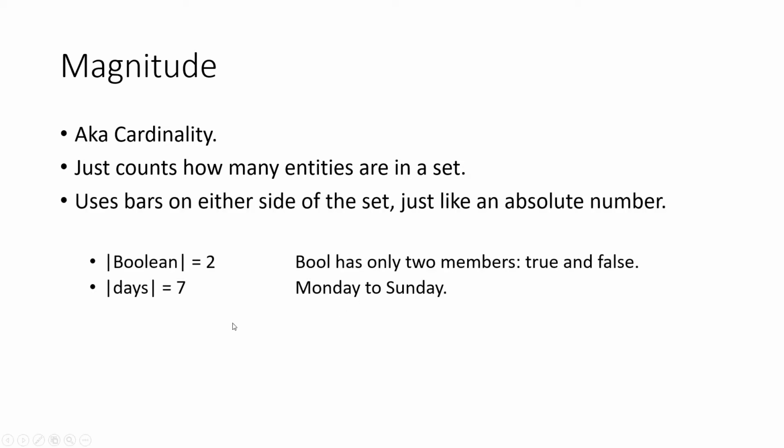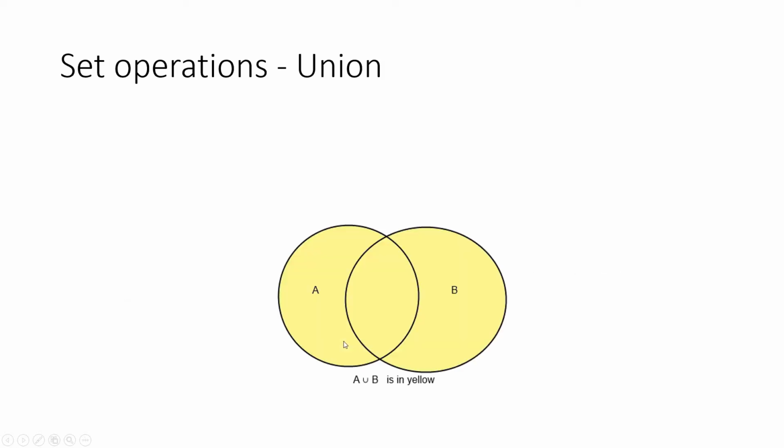Just like other magnitudes, for example, absolute or vector magnitudes, which we'll see a bit later, we just put lines on either side of it to indicate the magnitude. So the magnitude of the set of booleans is 2. There's only 2 options, true or false. How many days are there? 7. Sometimes, obviously, the magnitude is infinite.